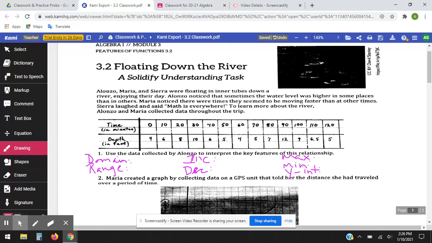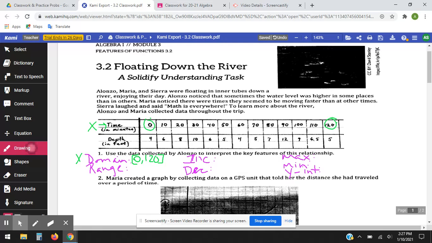So let's start with our domain. Let's do this one in green. Domain is our x value. So time is our x value in this case. So our domain basically goes from 0 all the way up to 120. So how I'm going to put that is I'm including 0 and 120, so I'm going to do a bracket, 0, all the way to 120. Doing the brackets so it shows that I'm including those two numbers.